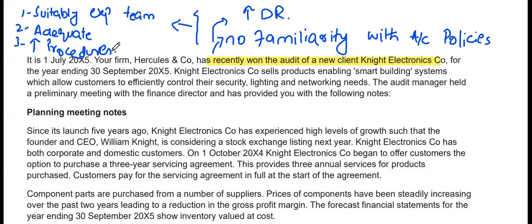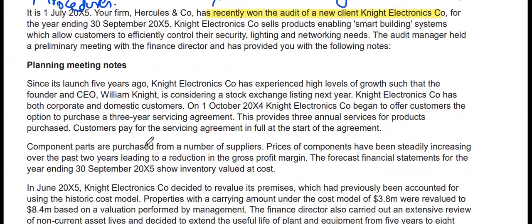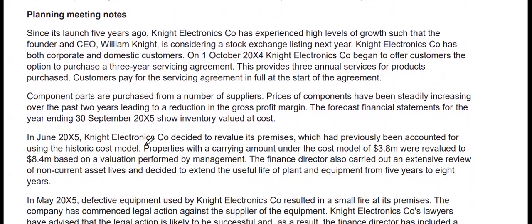The audit manager held a preliminary meeting with the finance director and has provided you with the following notes. So here the planning meeting notes start. Since its launch 5 years ago, Knight Electronics company has experienced high levels of growth such that the founder and CEO William Knight is considering a stock exchange listing next year.